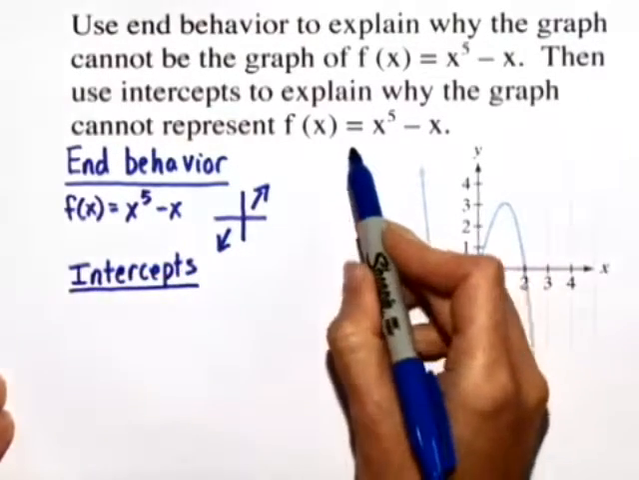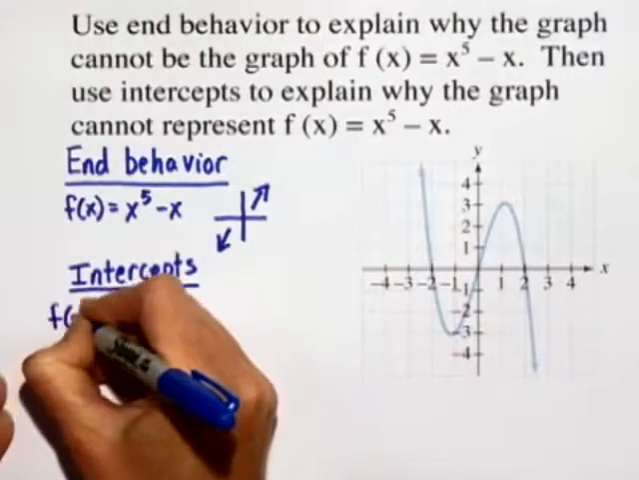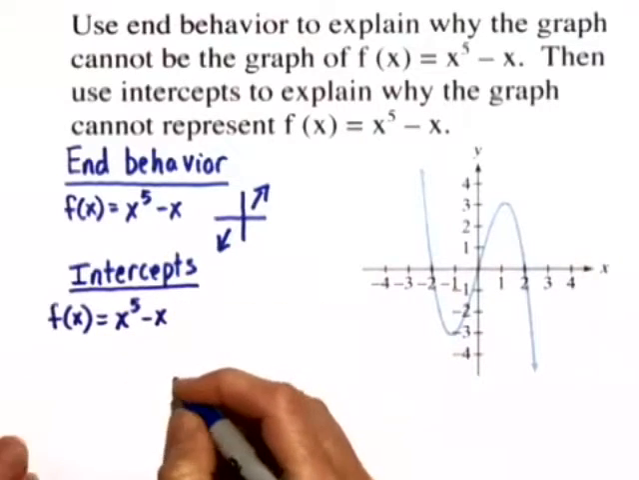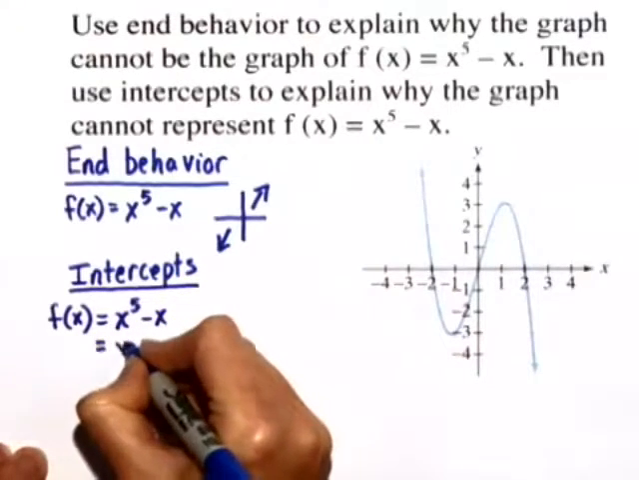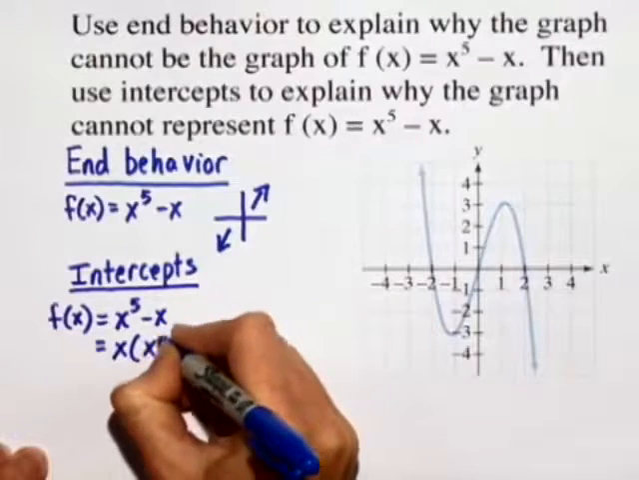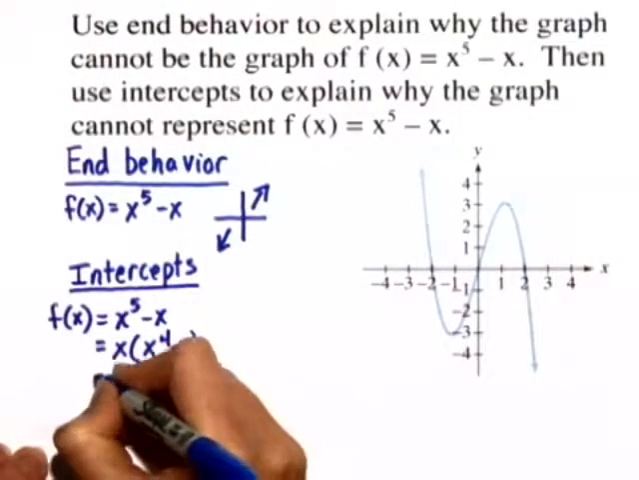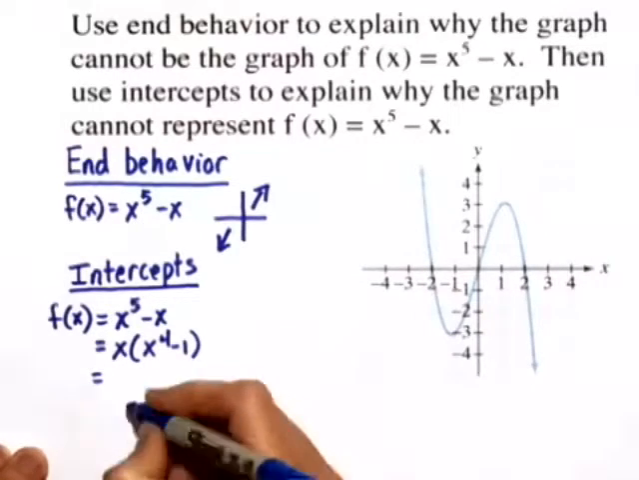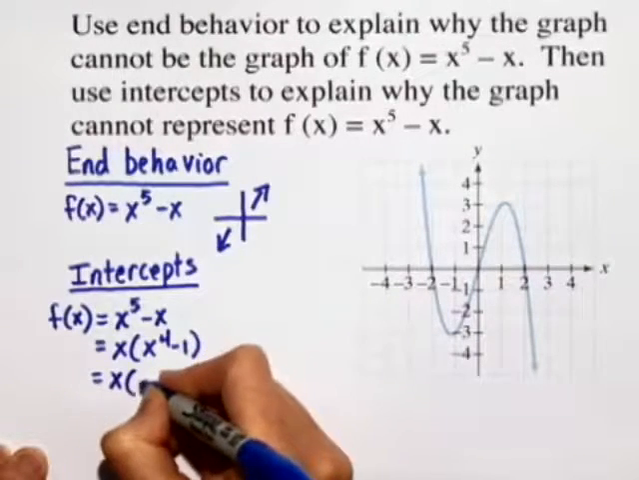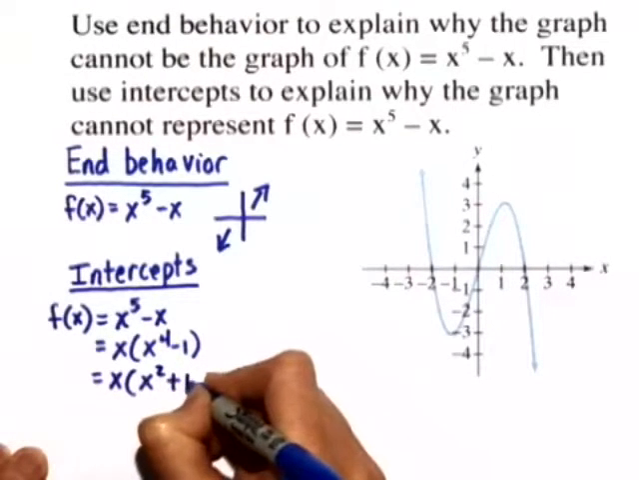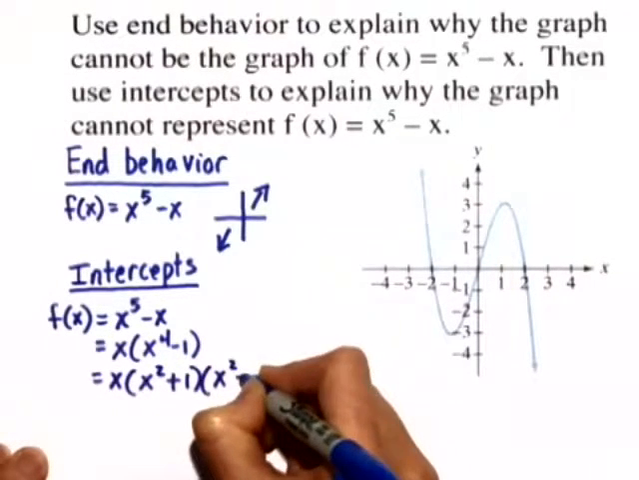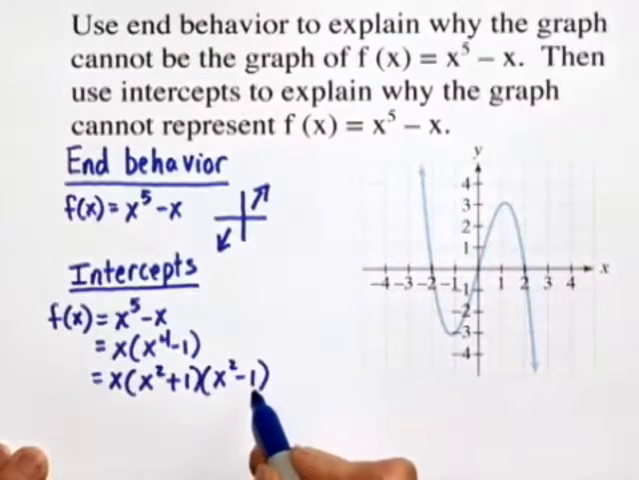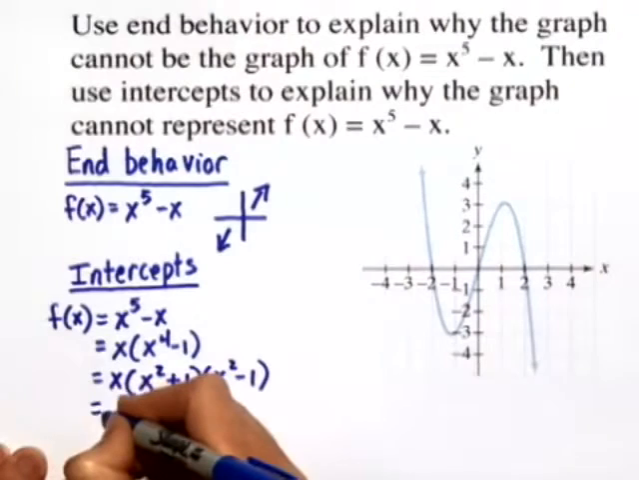In order to calculate the intercepts of f of x equals x to the fifth minus x, we need to factor it. We factor out an x, and we have x to the fourth minus 1. That factors further because x to the fourth minus 1 is the difference of two squares. So we have x times the quantity x squared plus 1 times the quantity x squared minus 1. It factors even further because x squared minus 1 is again the difference of two perfect squares.